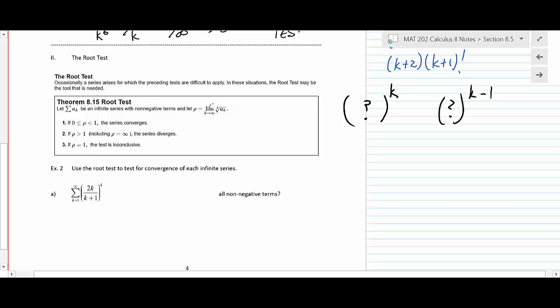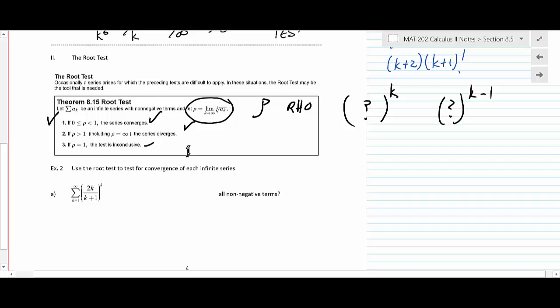So what we do is we formulate this, and the textbook uses the Greek letter rho to represent this root. We take the k-th root of the sequence, and the convergence works the same way as on the ratio test. If your limit is between 0 and 1, it converges. If it's bigger than 1, it diverges. If it's equal to 1, it's inconclusive.